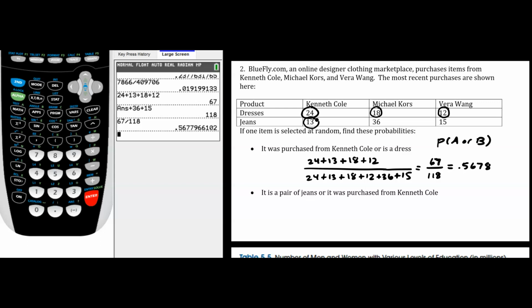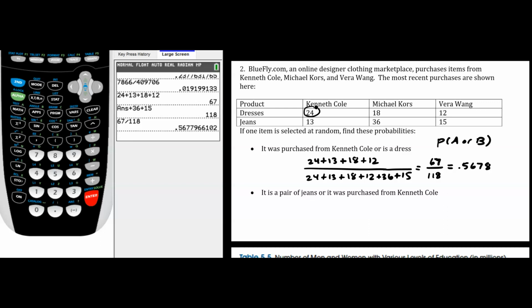Okay, now I'm going to erase this table, and I'm going to start from scratch to answer the next OR question. So let me get rid of what I circled before. And this time we're saying, what's the probability that it is a pair of jeans or it was purchased from Kenneth Cole? So again, let's go cell by cell, and we'll circle the cell if it represents a number of items that are jeans or if those items were purchased from Kenneth Cole.